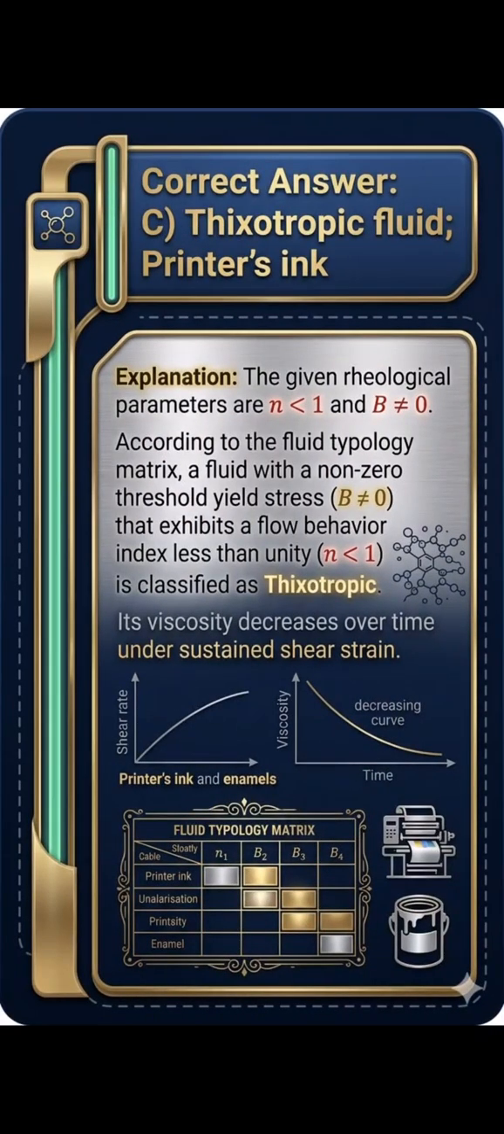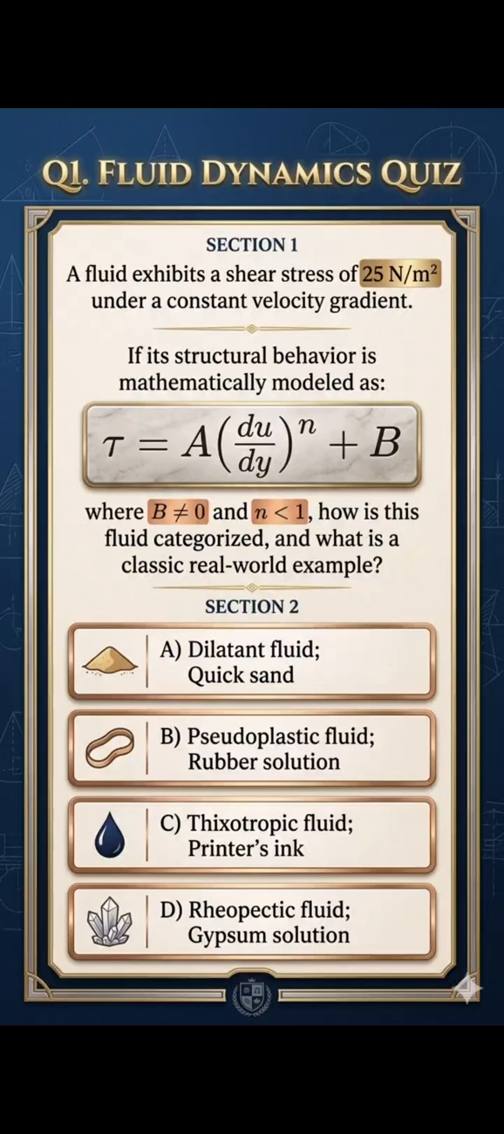Answer is thixotropic fluids, printer's ink. The given rheological parameters are n less than 1 and b is not equal to 0. According to the fluid typology matrix, a fluid with a non-zero threshold yield stress, b not equal to 0, that exhibits a flow behavior index less than unity, is classified as thixotropic. Its viscosity decreases over time under sustained shear strain. Printer's ink and enamels.